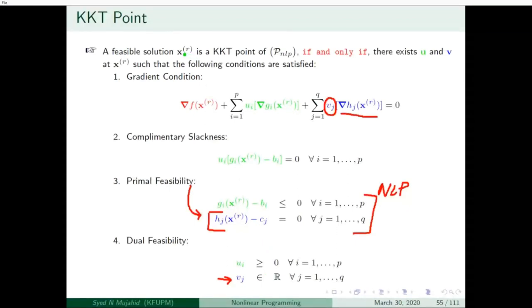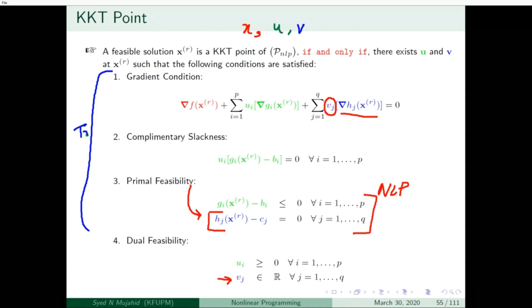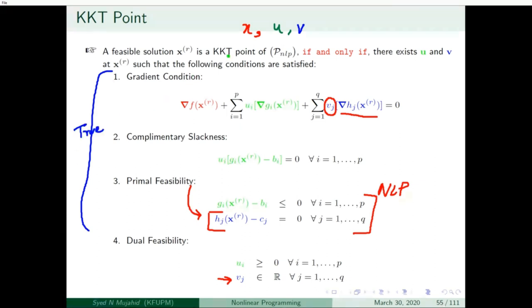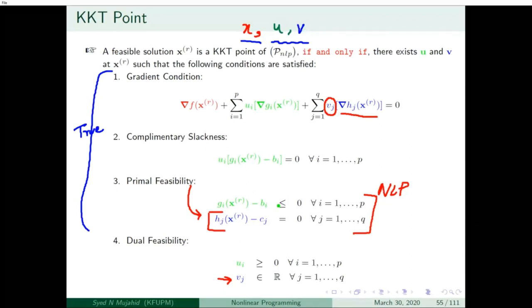So if you find a point x for which there exist u and v such that all these conditions are true, then that point is a KKT point. So you see, apart from x, you have some more things to check for. If you can find a point x such that there exist corresponding u and v where all these conditions are satisfied, then that x is called a KKT point.